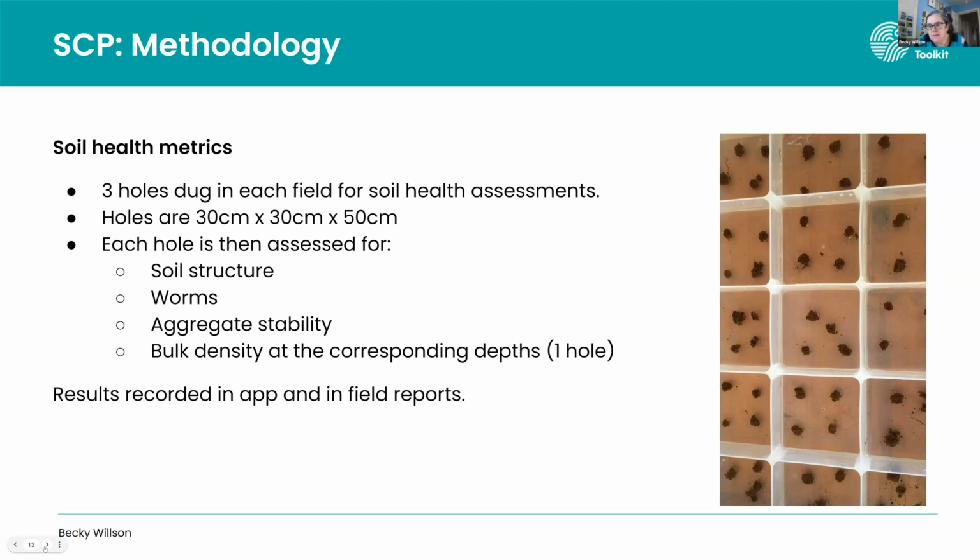And then we're also looking at bulk density. So again, taking 3 samples at those different depths to be able to calculate the carbon yield and the carbon stock across the field. And again, all of that is recorded, and each of the participating farms and fields has all of that reported back to them in a soil report.